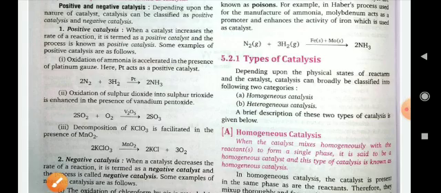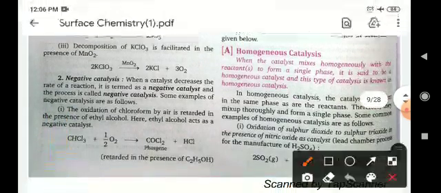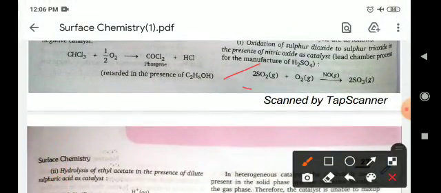Now, types of catalysis. There are two types: homogeneous and heterogeneous. The first one is homogeneous catalysis. When the catalyst mixes homogeneously with the reactants to form a single phase, it is said to be homogeneous catalysis. That means when the reactants, products and catalyst are all present in the same phase, this type of catalysis is known as homogeneous catalysis.